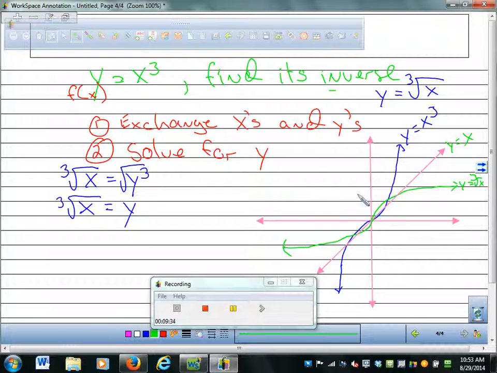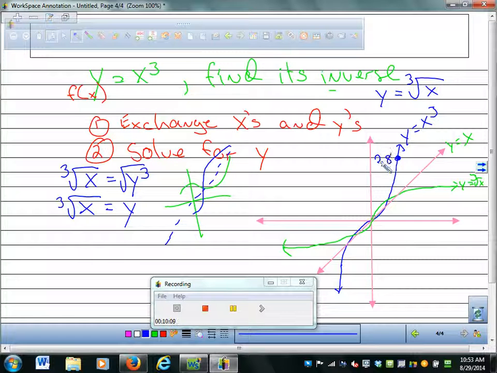A lot of times they'll say, here's a function, what's its inverse look like? And they won't give you an equation or anything. What you have to do is try to reflect what it would look like over the line y equals x. Well, it might look something like that.